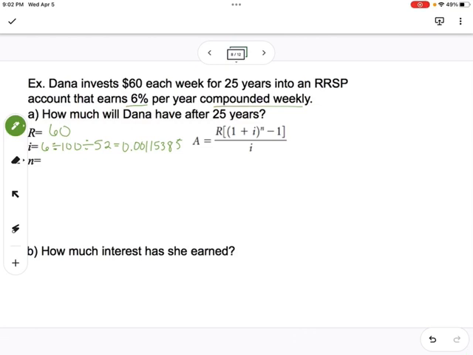And our number of compounding periods, this is for 25 years. So the 25 years times the number of compounding periods, which is weekly, so 52. And 25 times 52 gives us 1,300.